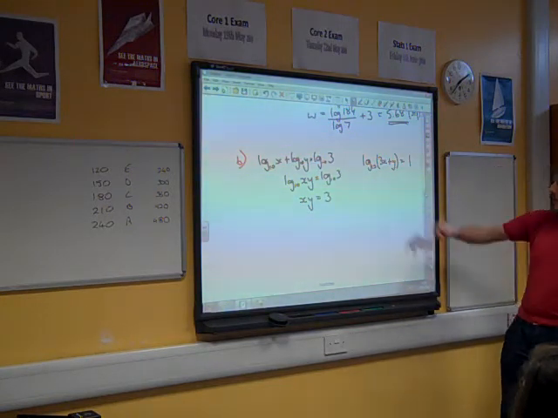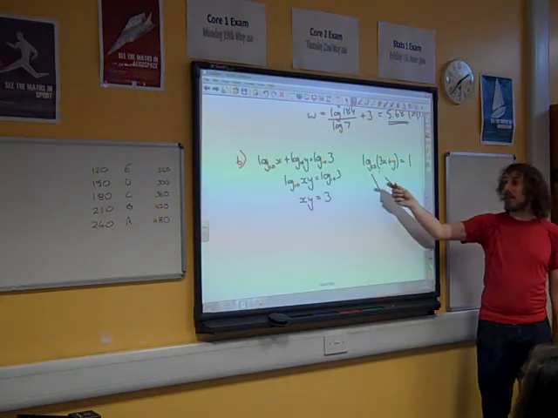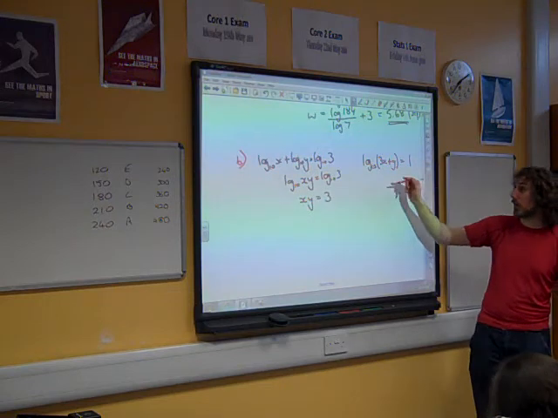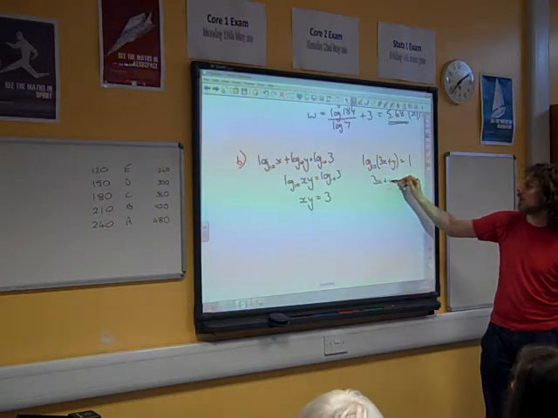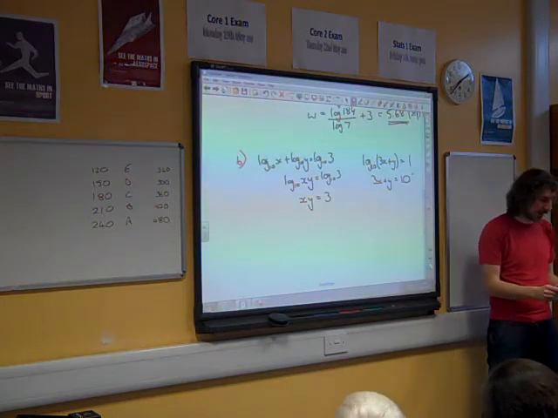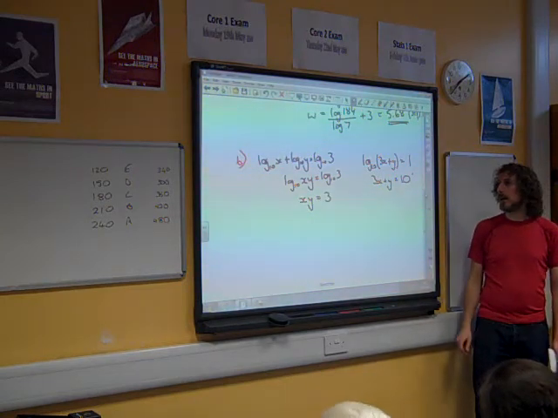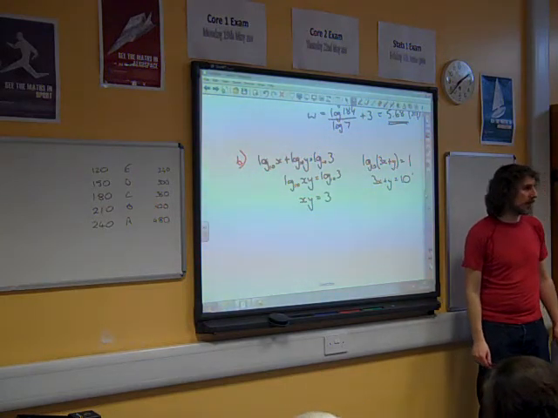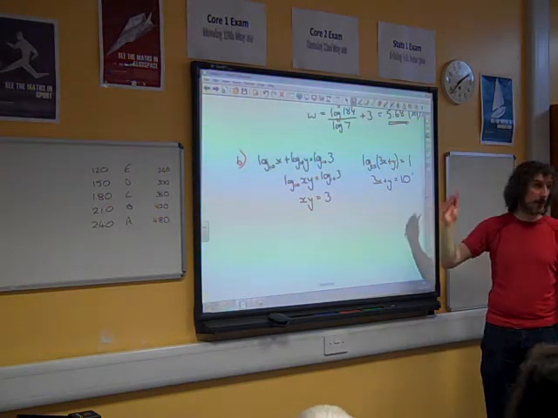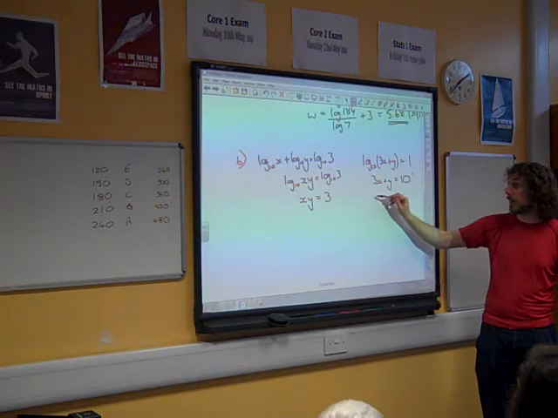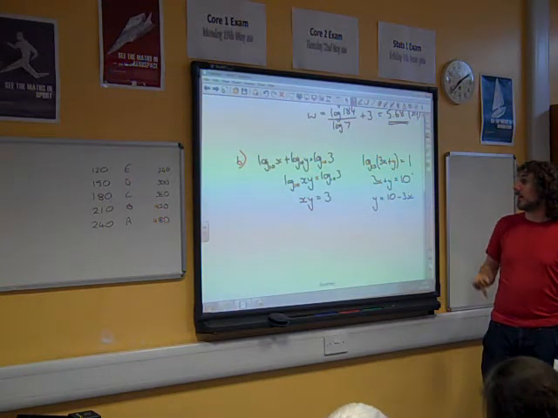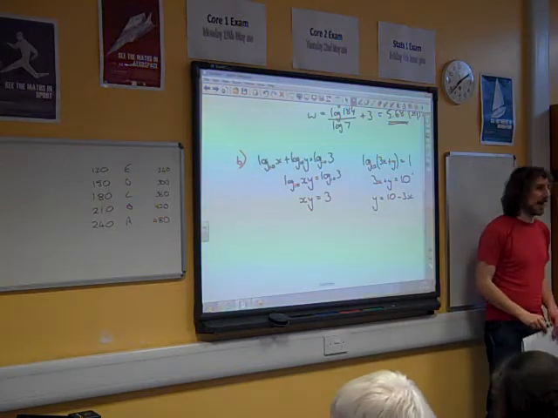Right. What we've got here is log base 10 of 3x plus y is 1, so 10 to the 1 is 3x plus y. Well, there is our second equation. And if I'm solving simultaneous equations, what I really like is to get something that I can substitute in. So I'm actually going to do a tiny rearrangement of that and say y equals 10 minus 3x.